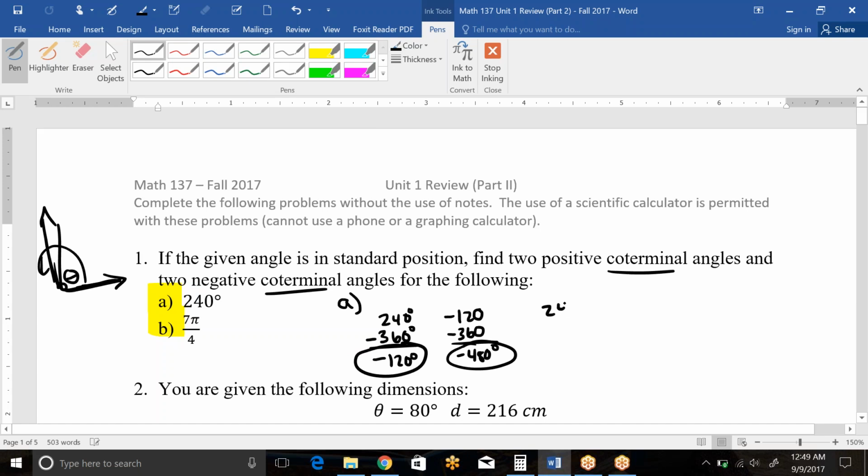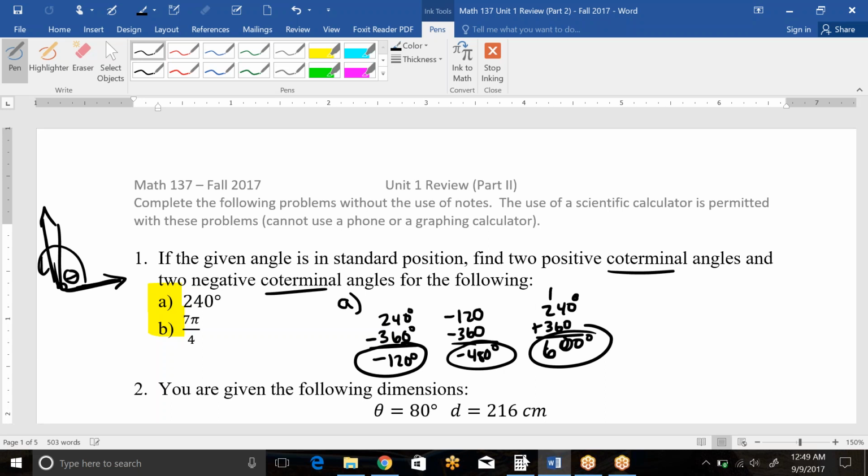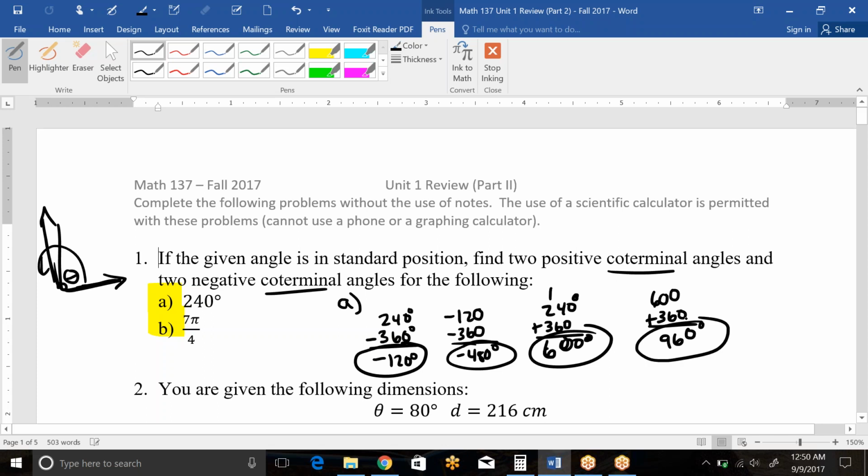To get the positives, we add 360, which is 600 degrees for the first one. That is degrees up there. And then 600 plus the 360 for the second one. So 960. For the radians, you're going to be adding and subtracting 2 pi.